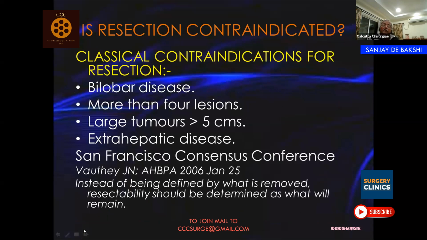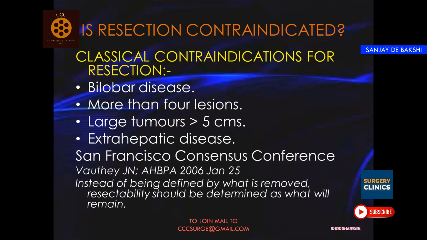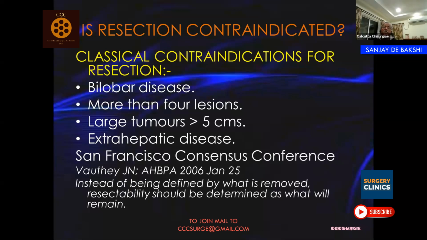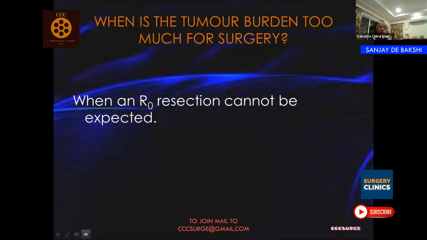The classic contraindications as they now exist, and this was one of the conferences that got everybody together: bilobar disease was a classic contraindication. More than 4 lesions was a contraindication. Large tumors more than 5 centimeters was a contraindication. And extrahepatic disease was a contraindication. So this was the consensus at the San Francisco consensus conference.